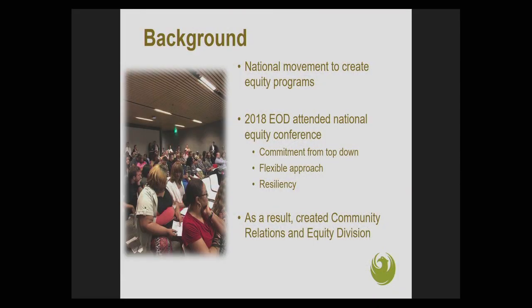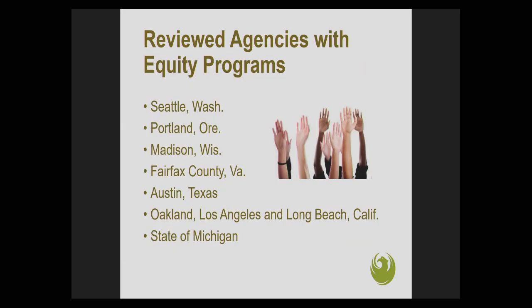As a result of the equity community relations, the division was amended to add equity as part of the Equal Opportunity Department function. The Community Relations and Equity Division conducted research to explore equity programs nationwide and identifying some equity best practices from a number of government entities. These agencies included Seattle, Washington, Portland, Oregon, Madison, Wisconsin, Fairfax County, Virginia, Austin, Texas, Oakland, Los Angeles, Long Beach, California, and the state of Michigan.